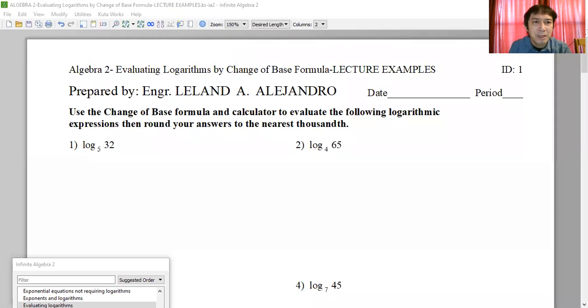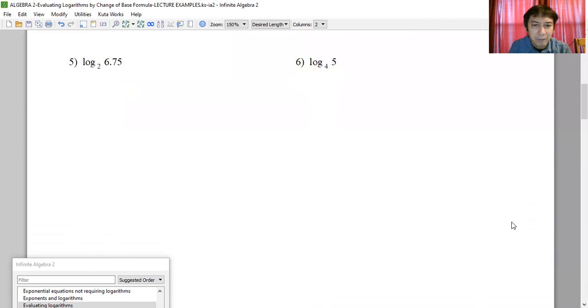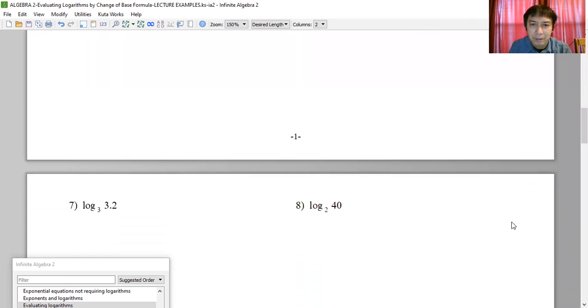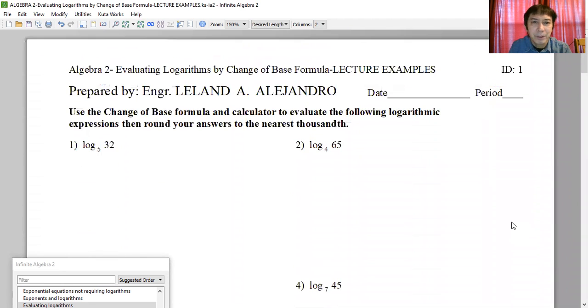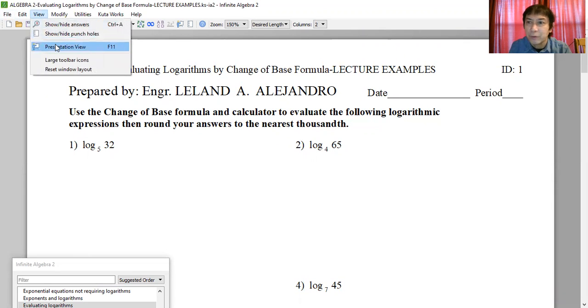So, we're going to see the examples in the problem set. Let us see the problem set in the other screen. Here's the problem set, evaluating logarithms by change of base formula. The instruction is to use the change of base formula and a calculator to evaluate the following logarithmic expressions, then round your answers to the nearest thousandth. We have about 8 questions. Okay, so let us see in the presentation view.